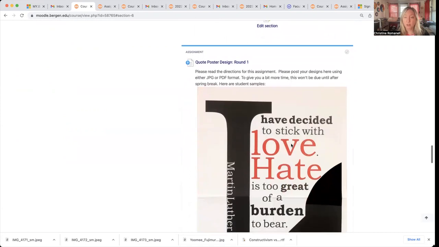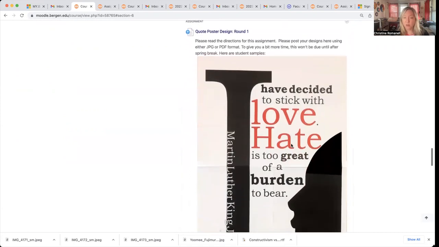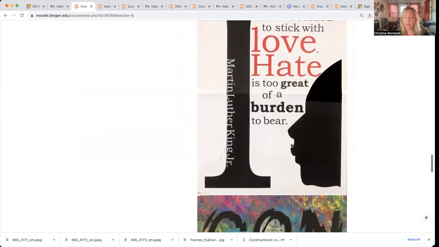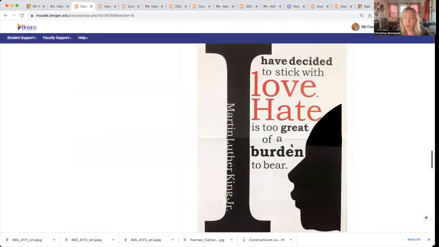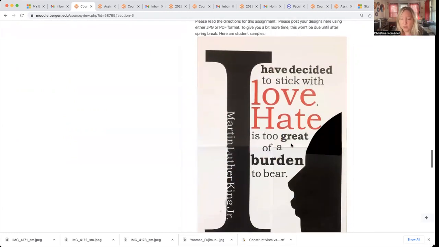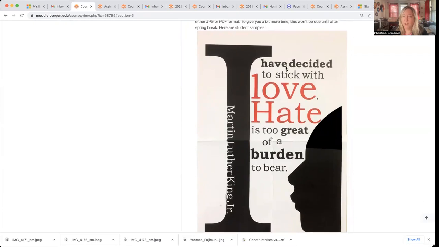So here in the assignment section, you're going to have examples of previous student work. Okay, so let's look at the first one here. This is a quote by Martin Luther King, which I think the student did a fabulous job of. The eye becomes kind of a graphic, right? Kind of a geometric element, which is holding everything together here with the profile of Martin Luther King. And then you have his name vertically.